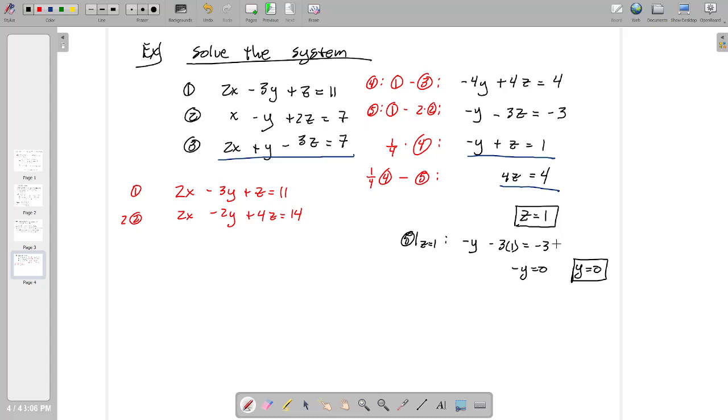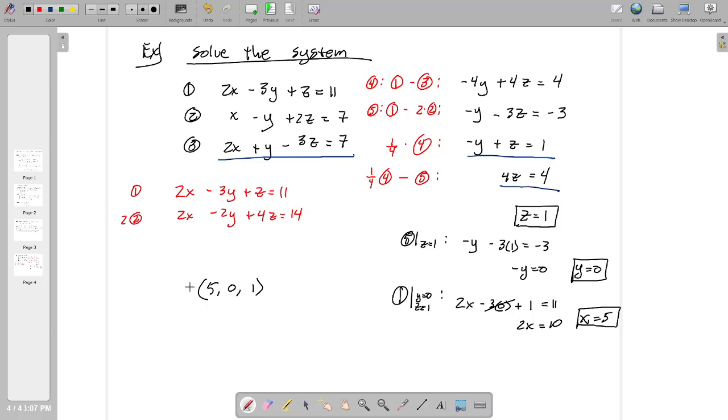Now that I know y and z, I can just plug them both into any one of these equations and figure out what x is. So I'm going to take equation 1, plug in z is equal to 1 and y is equal to 0, and solve. So we take equation 1, 2x minus 3 times 0, plus z, which is 1, is equal to 11. 3 times 0 is 0, so I subtract 1. I get 2x is equal to 10. This means then that x is equal to 5. So our solution is 5, 0, 1.